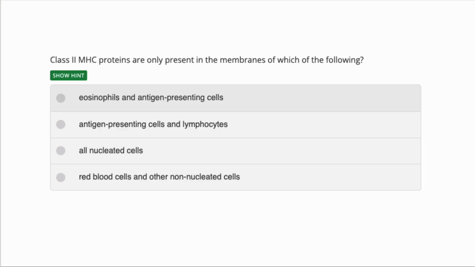All right, so class 2 MHC proteins are only present in the membranes of which of the following? Pause the video if you need time to read.